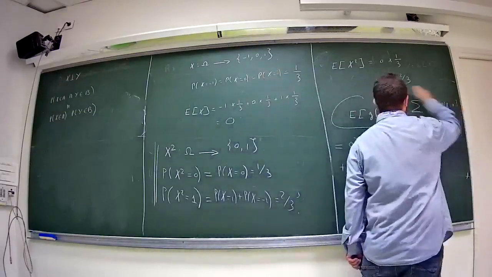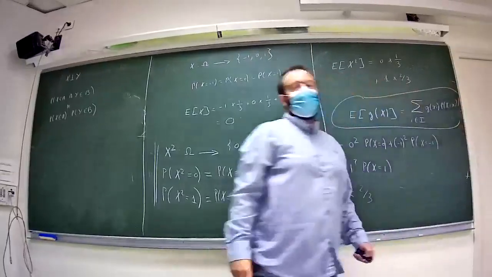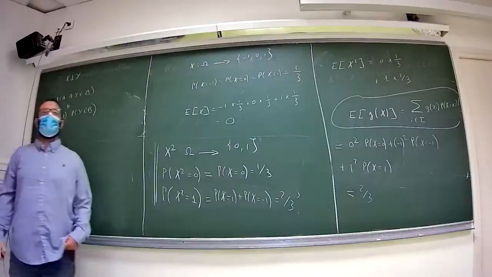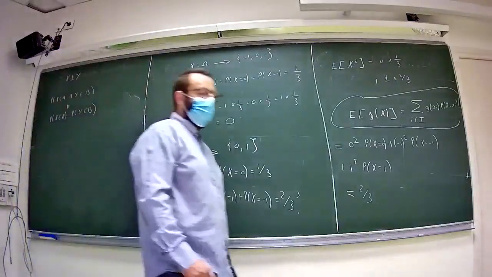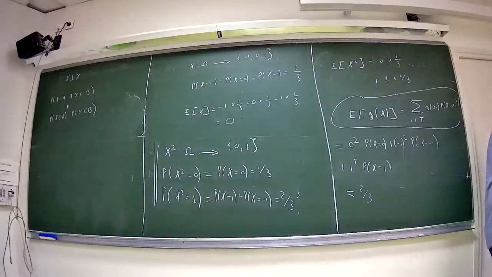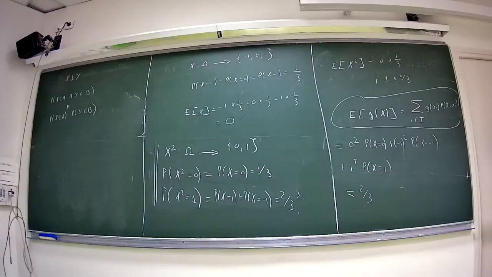So I repeat the meaning of this formula, and what you have to keep in mind: when you know the distribution of X, in order to compute the expectation of a function of X, g of X, it's not necessary to find the distribution of the new random variable g of X. It is sufficient to know the distribution of X and to apply this formula, which is just a generalization of what I have done here.